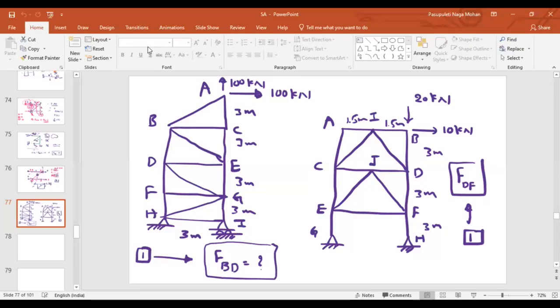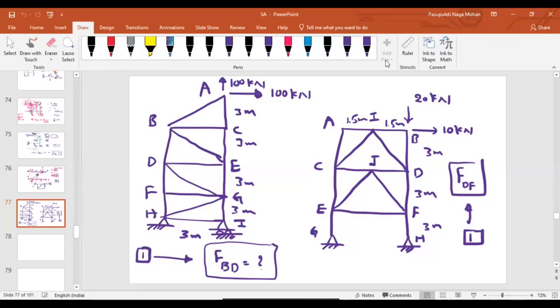Taking moment about E point. Let me open them. Is it visible? Screen? Yes, sir. Yeah, thank you for confirming. You guys are not facing any echo issues, right? At least for now.